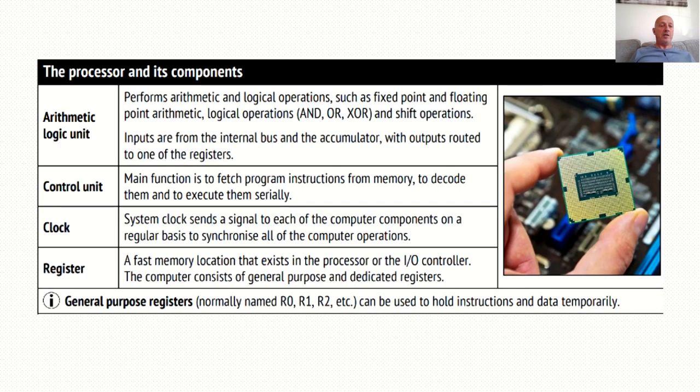So the processor and its components. It has these components here: the arithmetic logic unit, which does all the arithmetic and logical operations, fixed point and floating point arithmetic, logical operations AND, OR, XOR, and shift operations. So we're going to look at some of those instructions. The control unit is the main function, which brings the instructions from memory to decode them and successfully execute them. So we're going to have a look at the fetch, decode, execute cycle as well.